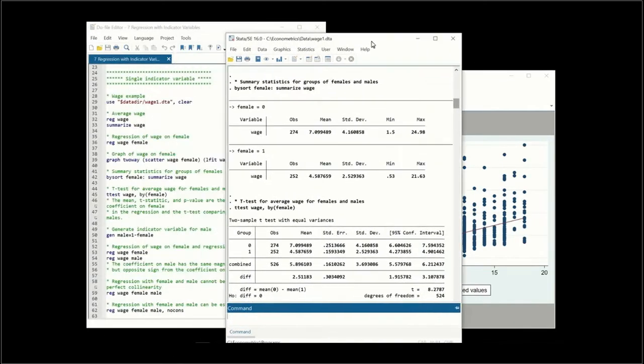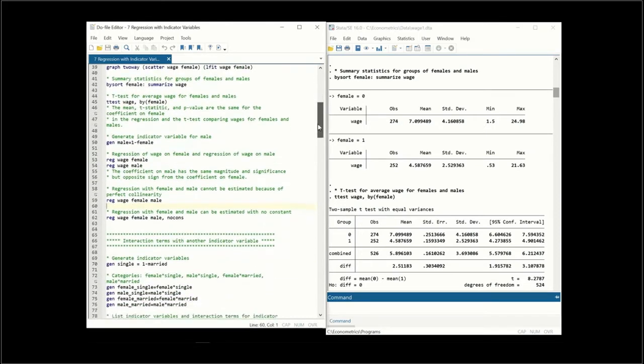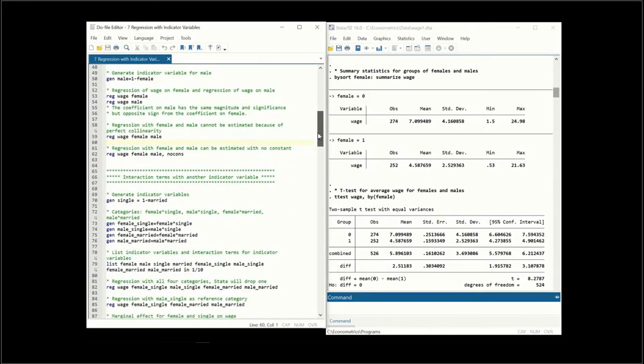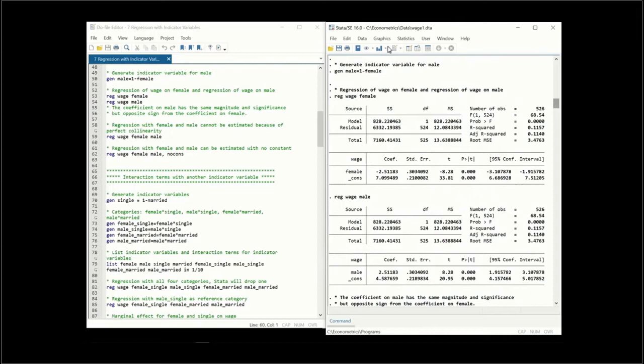Okay, so let's continue on. The next thing we're going to do here is generate an indicator variable for male. Let me show you this part of the code. So male would be equal to 1 minus female, and we would be comparing a regression of wage on female and a regression of wage on male.